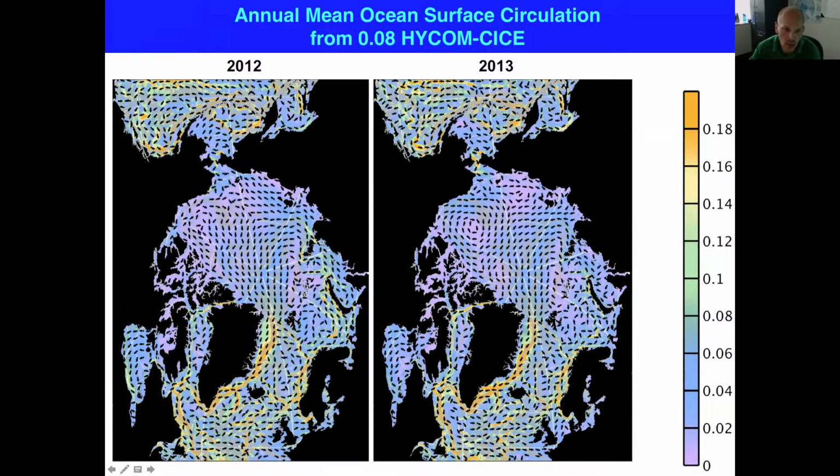You see the very weak Beaufort Gyre, and the transpolar drift is more oriented in this position. Also, there are changes in the circulation on the Eurasian shelf. And during the anticyclonic year 2013, there is a strong anticyclonic Beaufort Gyre with a very strong transpolar drift over here.